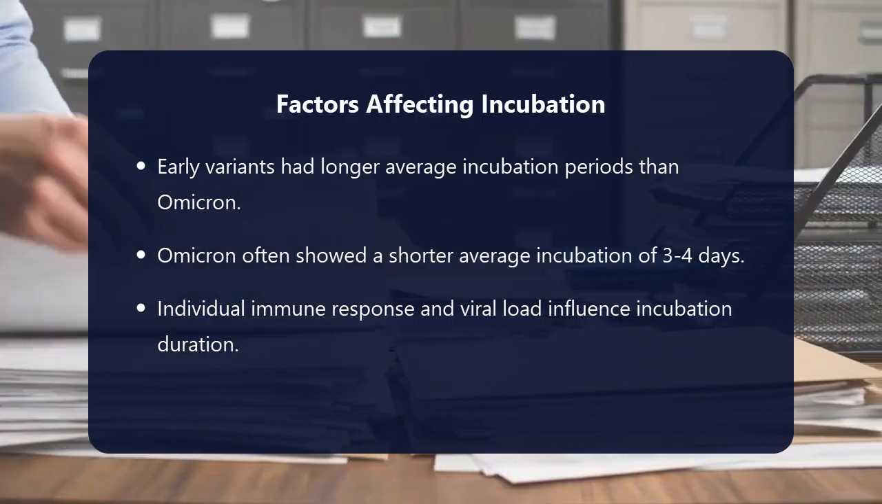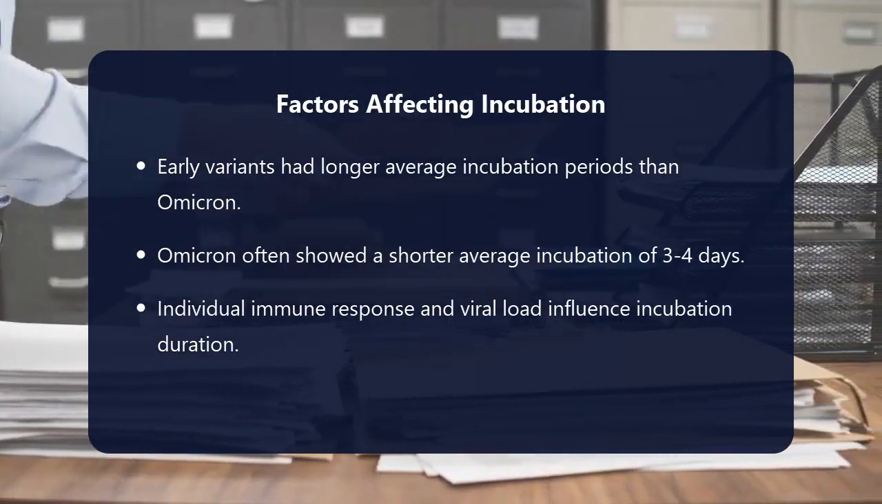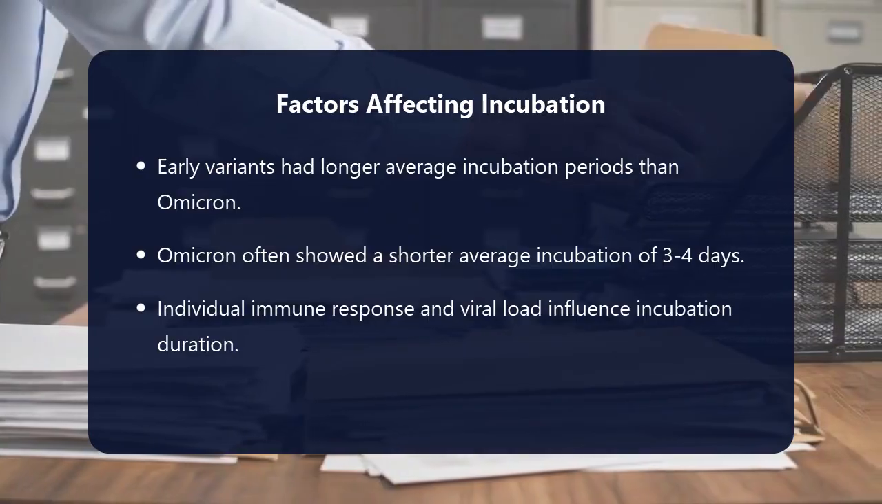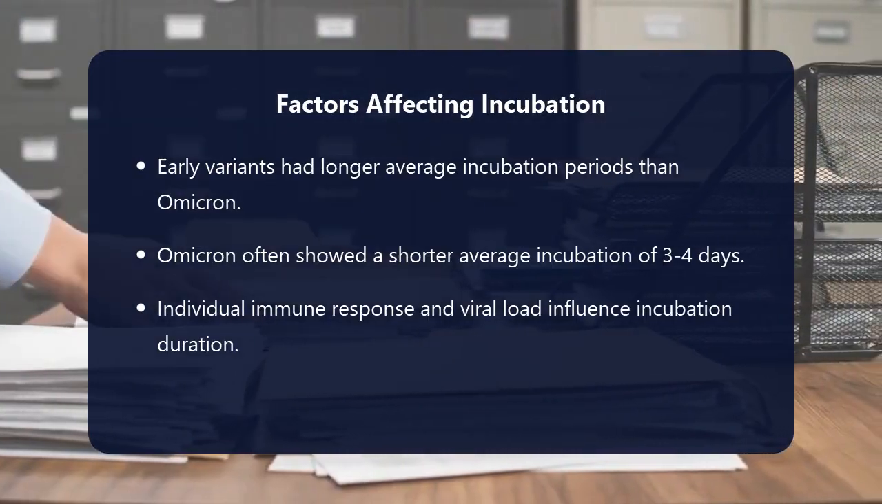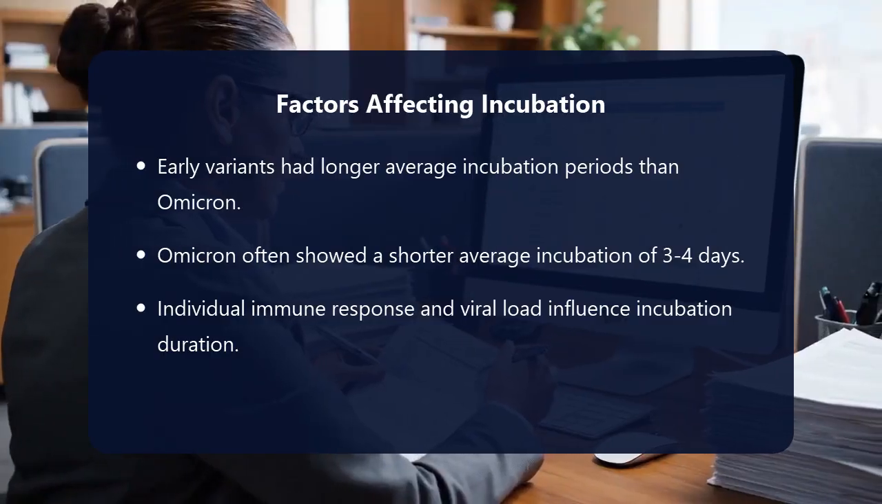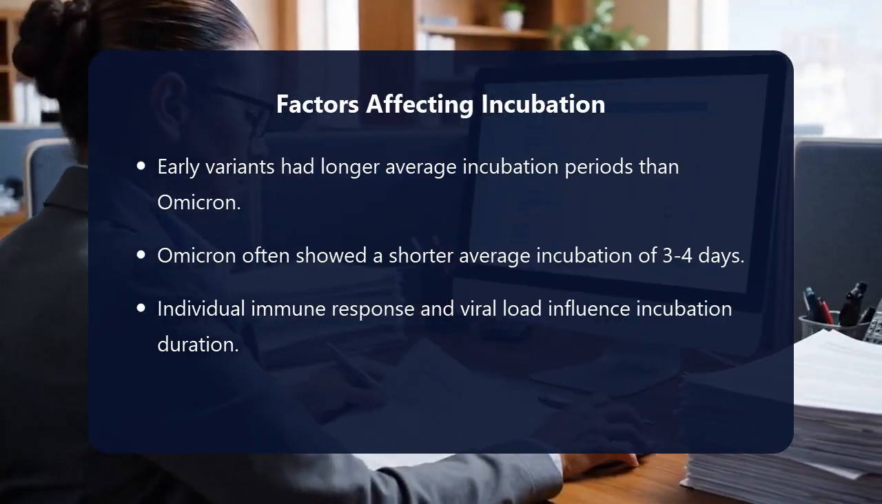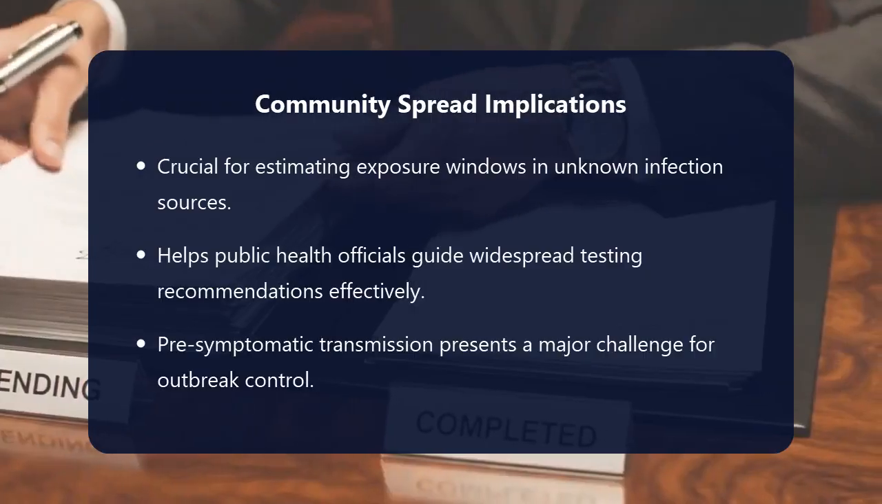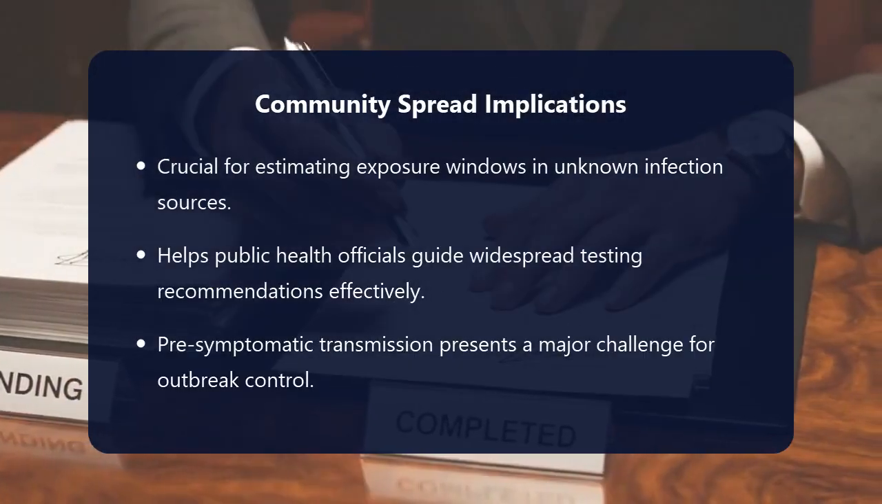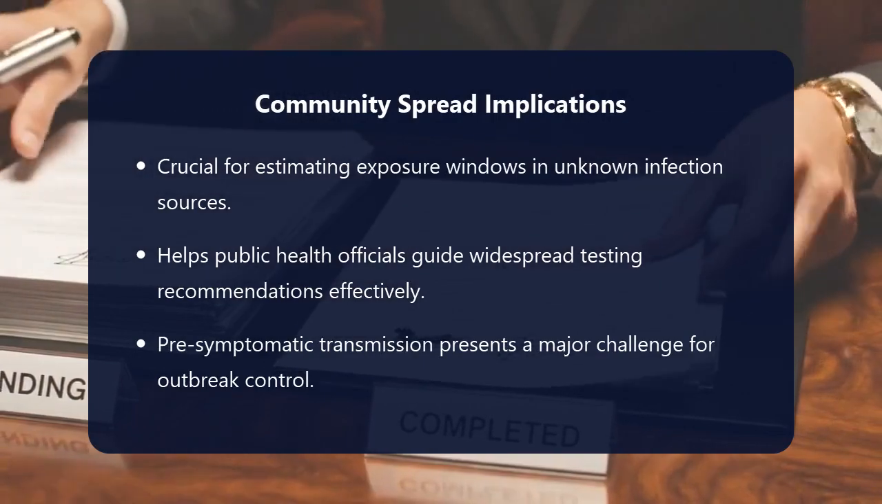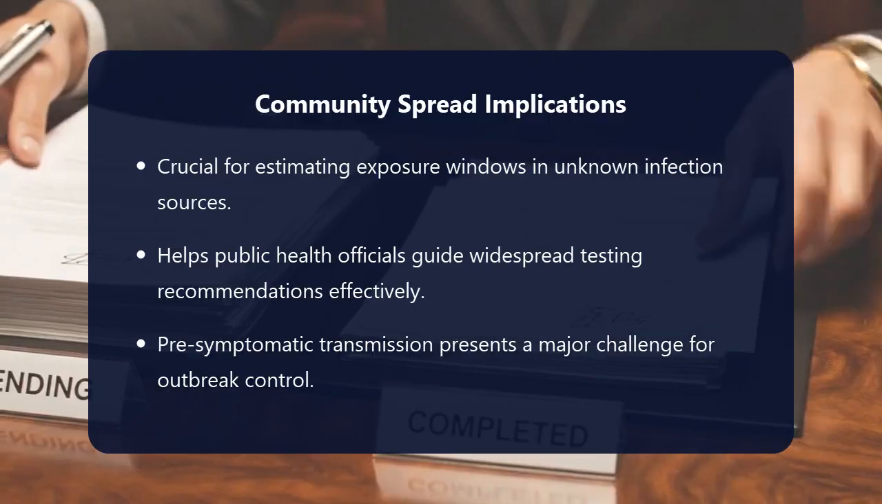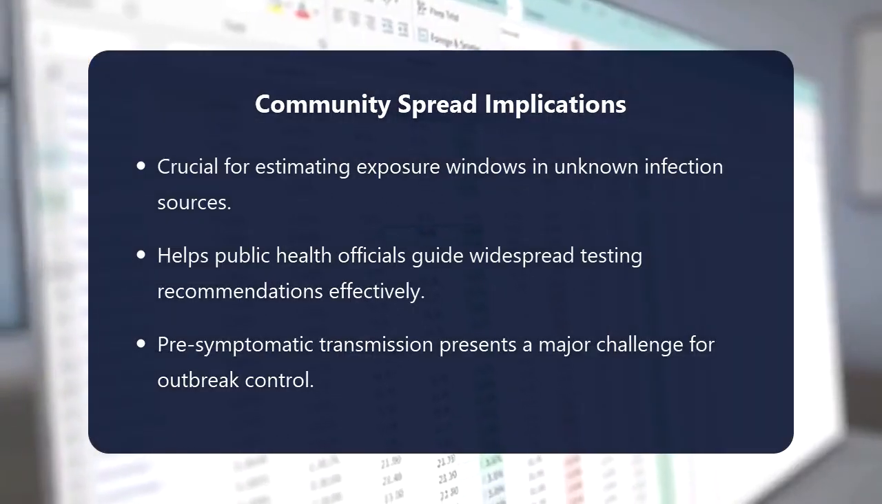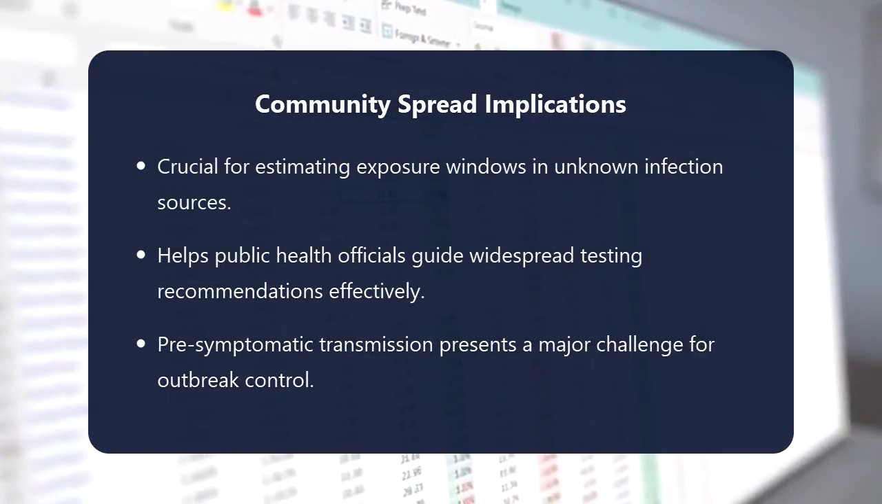The variability in the incubation period means some individuals might become infectious before showing symptoms. This is known as pre-symptomatic transmission. It is a major challenge in controlling outbreaks. The incubation period is distinct from the infectious period. However, they are closely related. A shorter incubation period can lead to faster cycles of infection. This can accelerate community spread.